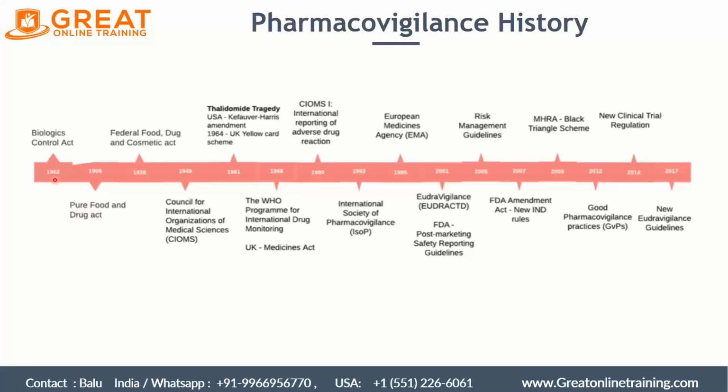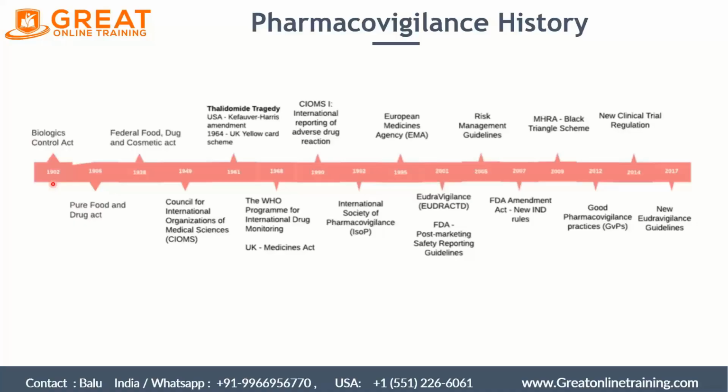Coming to the pharmacovigilance history, we will see how pharmacovigilance has evolved over time. So pharmacovigilance has been there for almost hundreds of years, but the current pharmacovigilance guidelines have evolved from the 1960s, so we will see how the pharmacovigilance process has evolved over time.